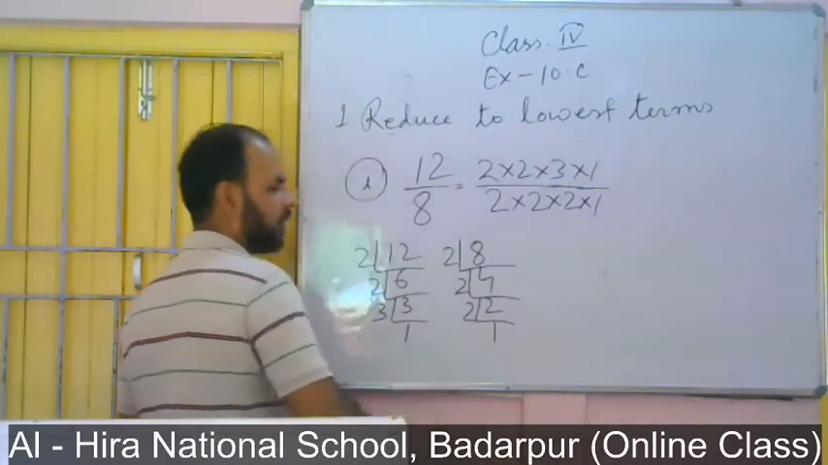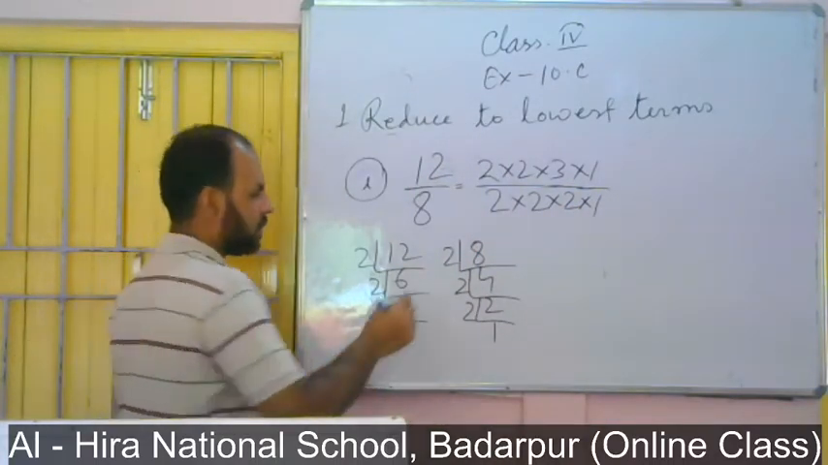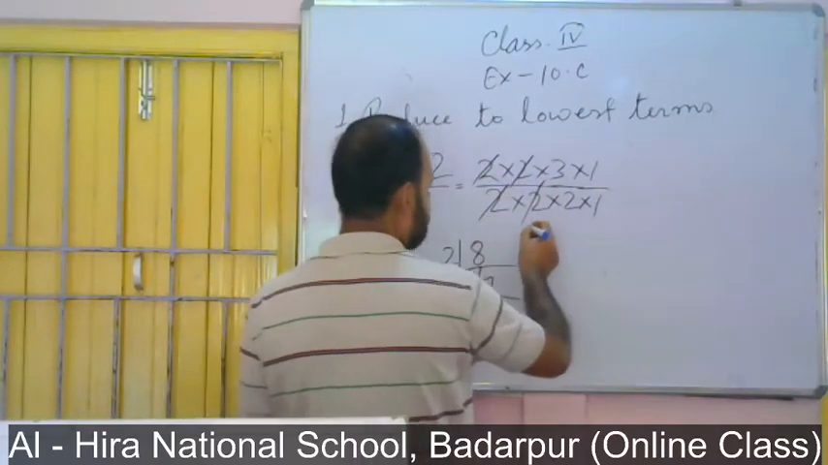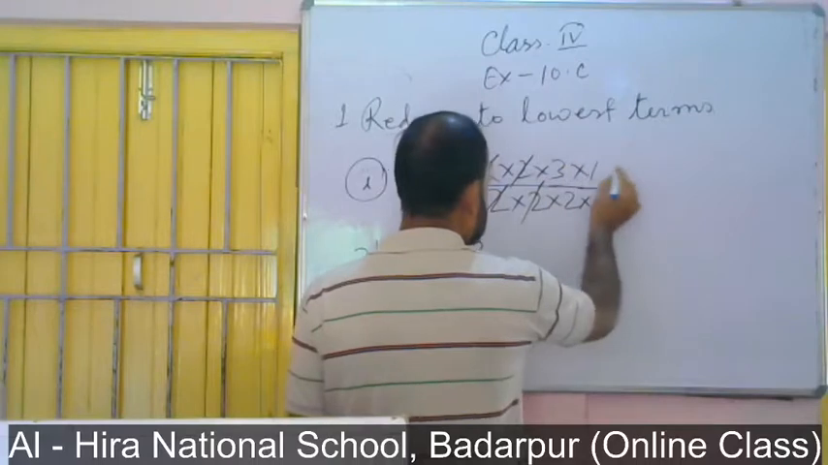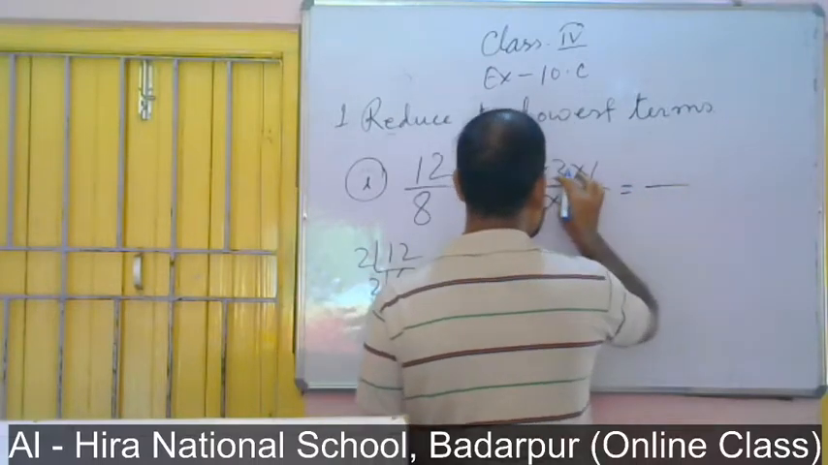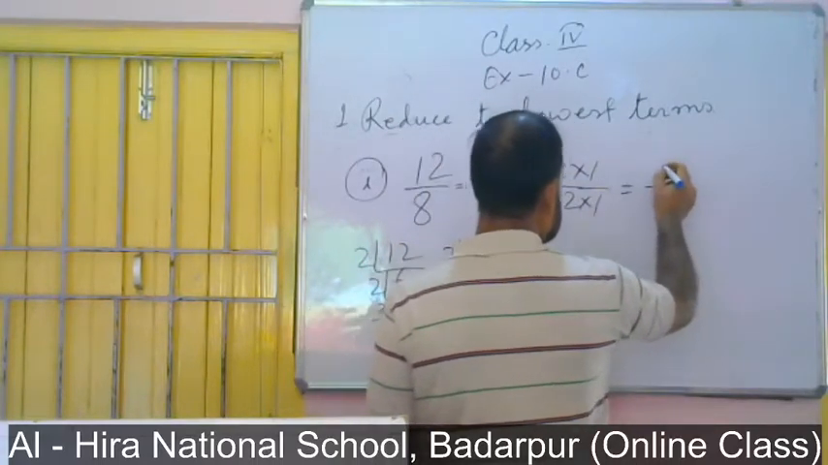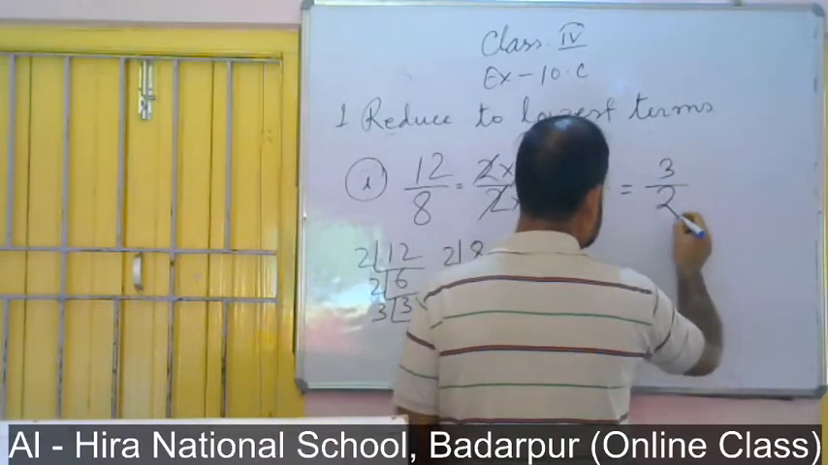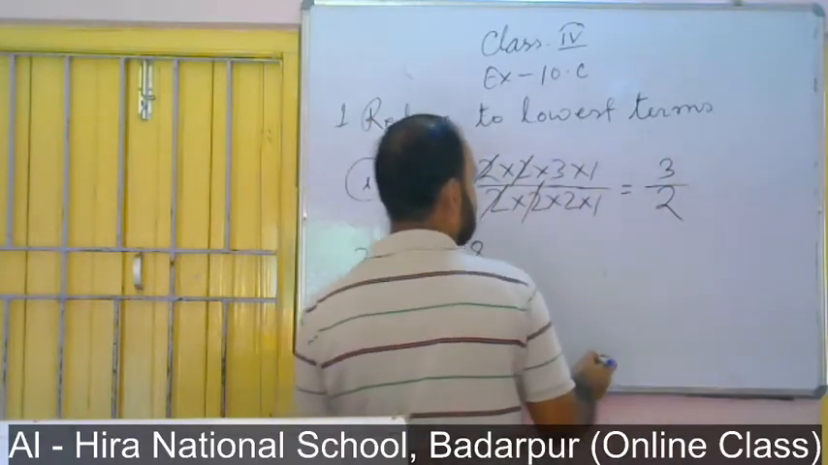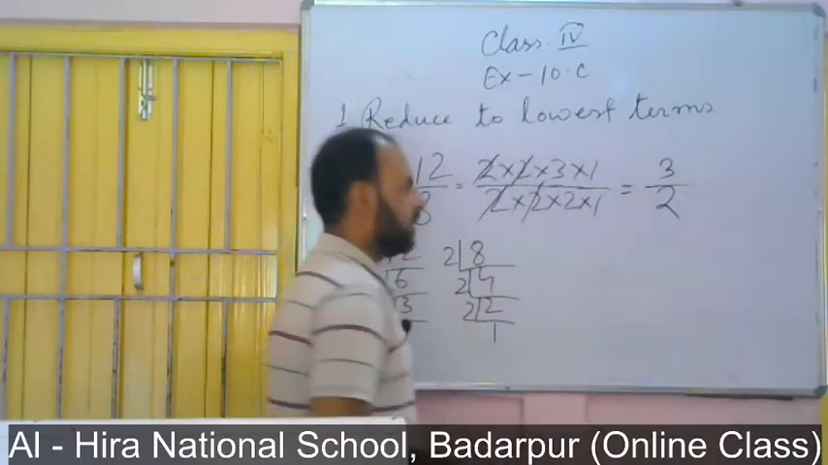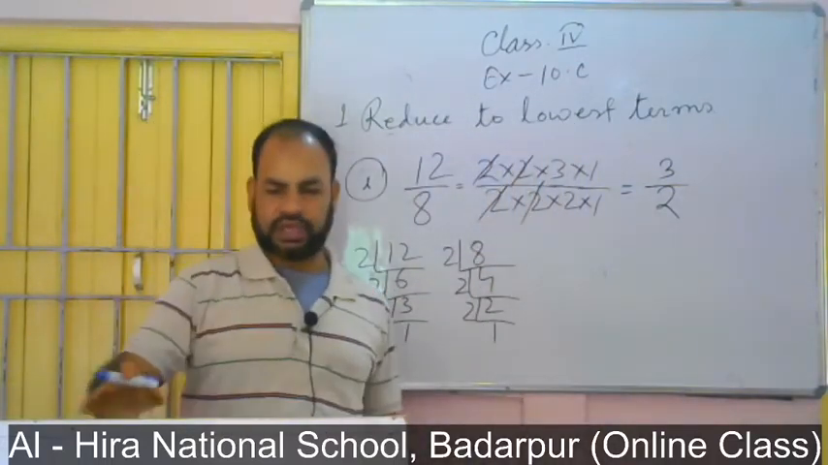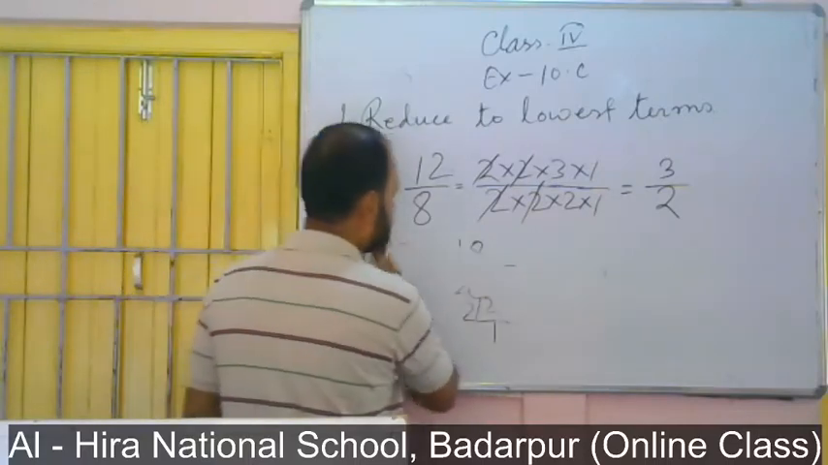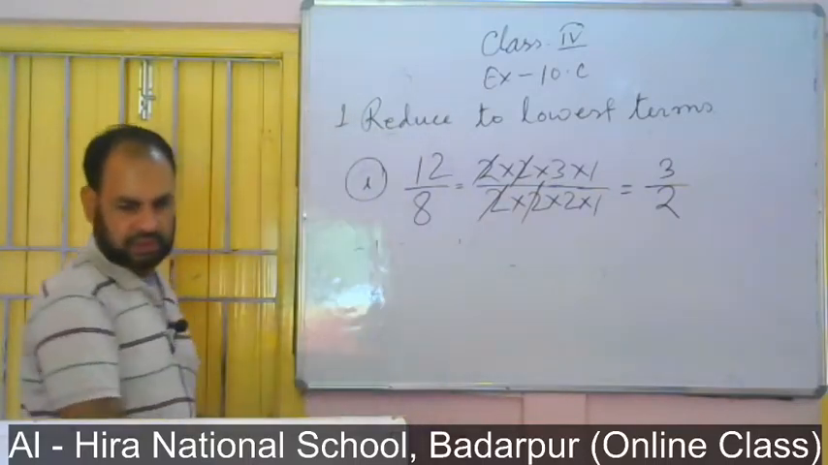So common factors: common 2 here, common 2 here, we cut 2, cut. So here remain 3 1s is 3 and 2 1s is 2. So the lowest term is 3 by 2. Lowest term is 3 by 2. Next question number J.